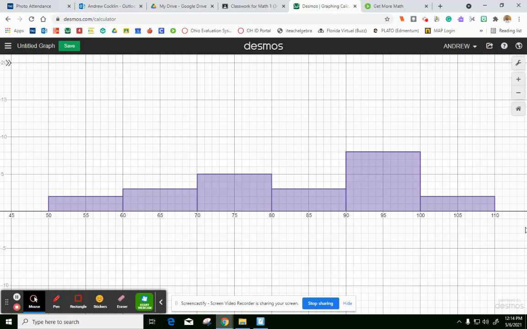Come on there, Quinn. Where did it go? Oh my goodness. Bring this over to the middle. And then there you go. Zoom in the middle. All right.